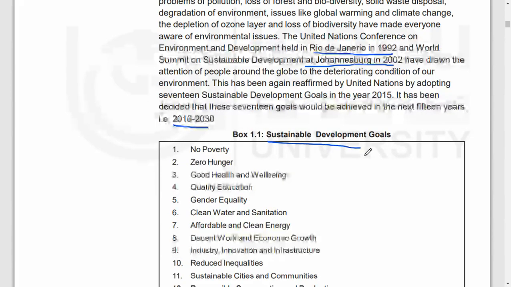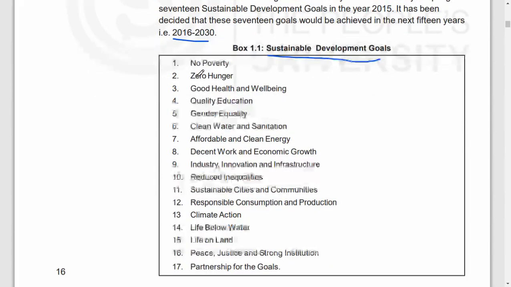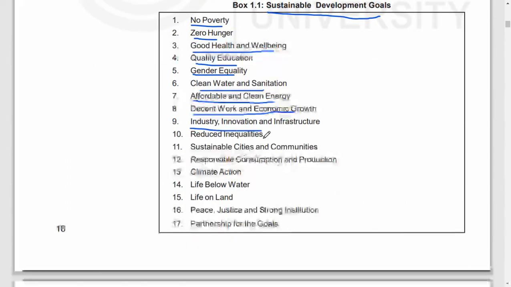Sustainable Development Goals: 1. No poverty. 2. Zero hunger. 3. Good health and well-being. 4. Quality education. 5. Gender equality. 6. Clean water and sanitation. 7. Affordable and clean energy. 8. Decent work and economic growth. 9. Industry, innovation and infrastructure.